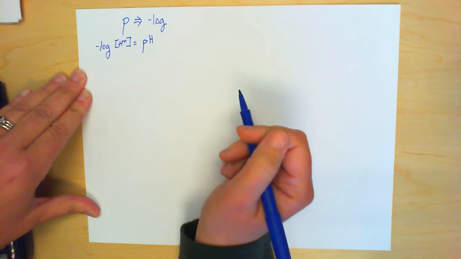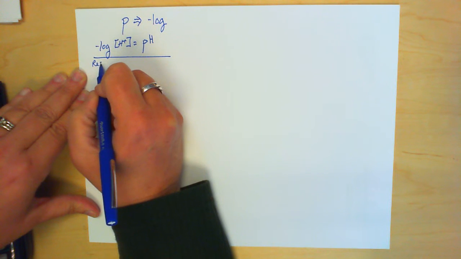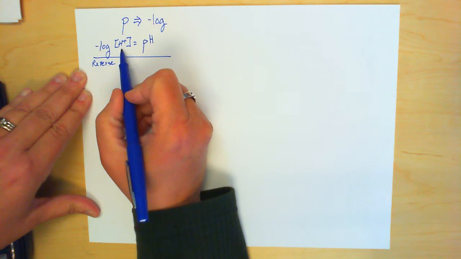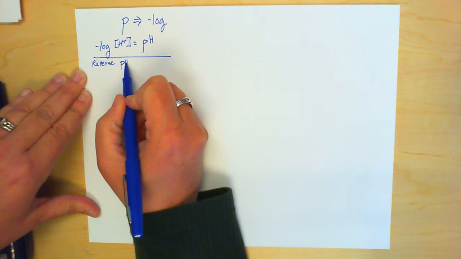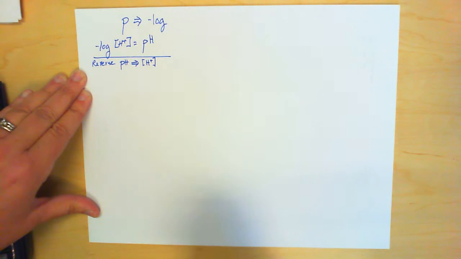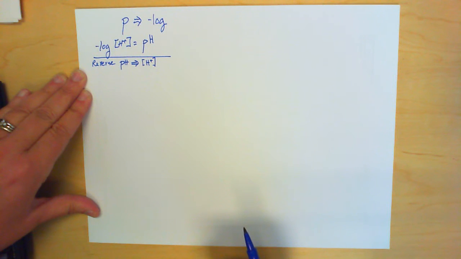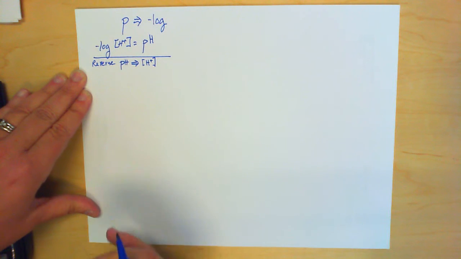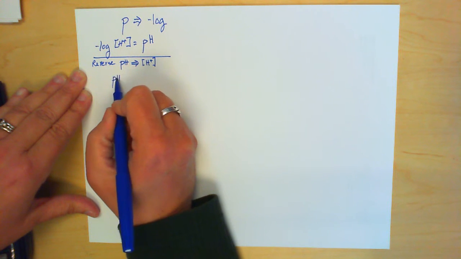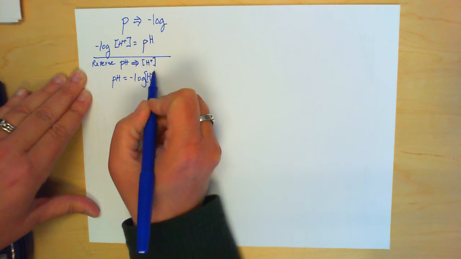So if we want to reverse it, I'm going to go ahead and draw a line here. If we start with the pH and we want to go back to the hydronium ion concentration, and remember, if you start with the pOH, you go back to the hydroxide ion concentration. You can go either way, and I'm going to walk you through those. Then what we have is that the pH is equal to the negative log of the hydronium ion concentration.